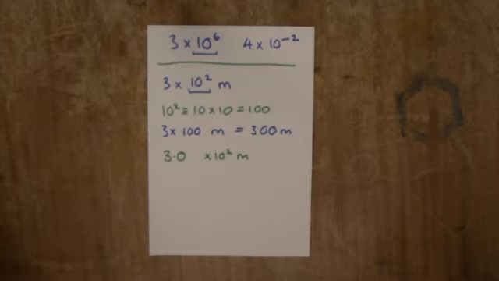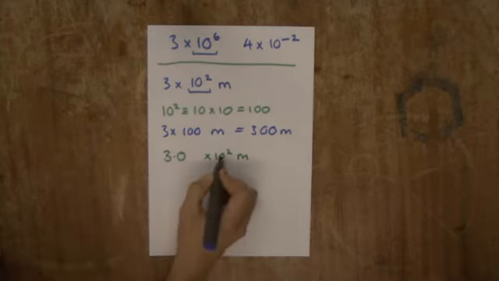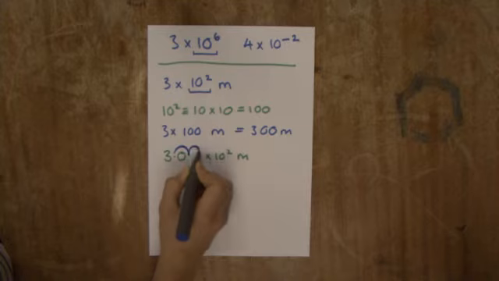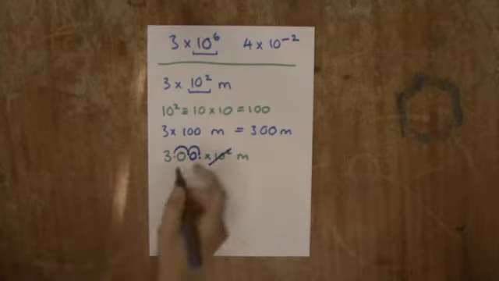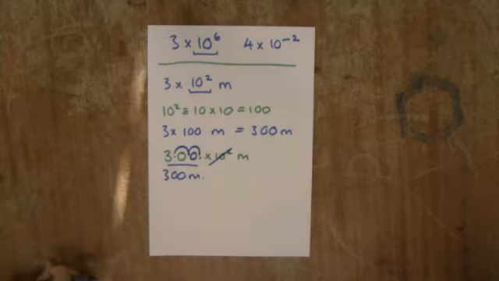This is another way of looking at it. It's 10 to the power of 2, so what we do is take the decimal place over once, so that's times 10, and that's times 100. Put a naught in there and a new decimal point in there, and we've dealt with that. So that's also 300 meters as the answer.